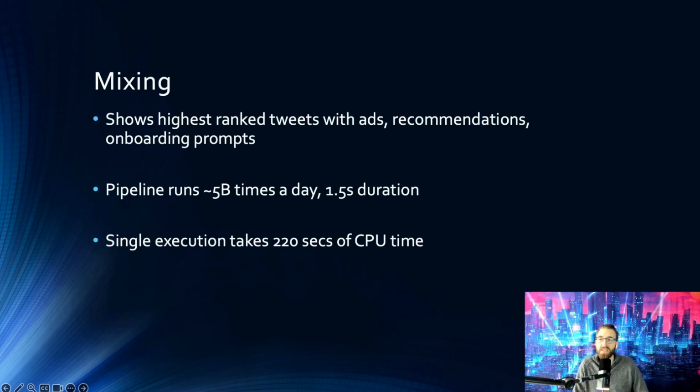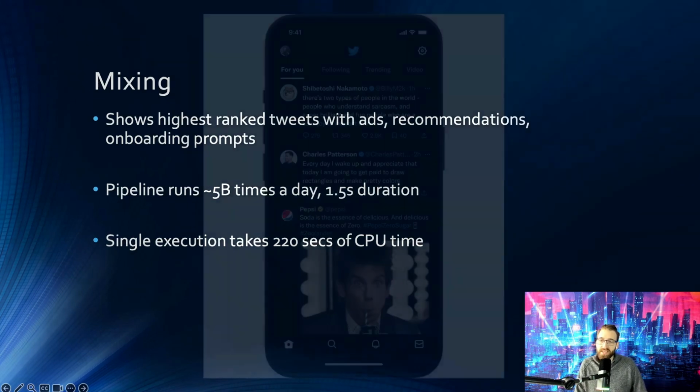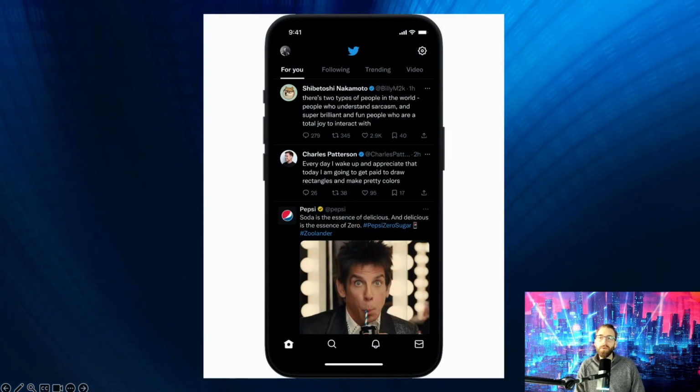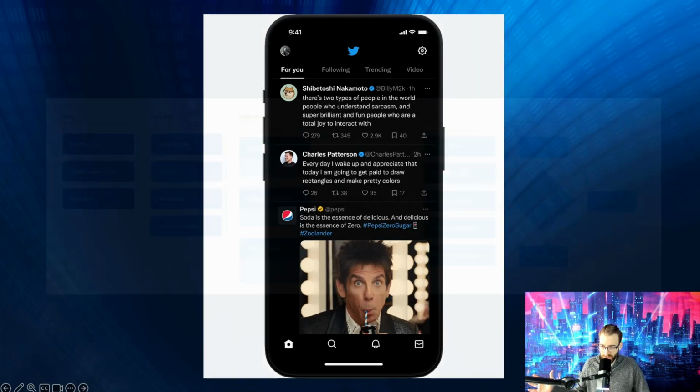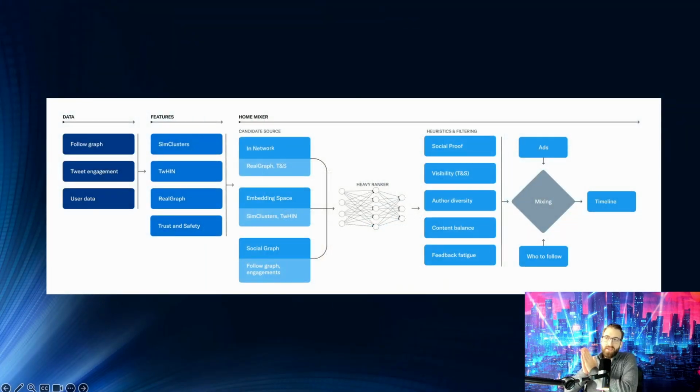And then they get into mixing. Mixing is what is responsible for showing you content from people that you follow, people that you don't follow, and then figuring out what the right balance is, essentially, to show you the ads. So that's the whole pipeline, folks. Let me scroll back to where it is. We went all the way from the data side through the mixer to actually showing you people you follow, advertisements, as well as your out of network.